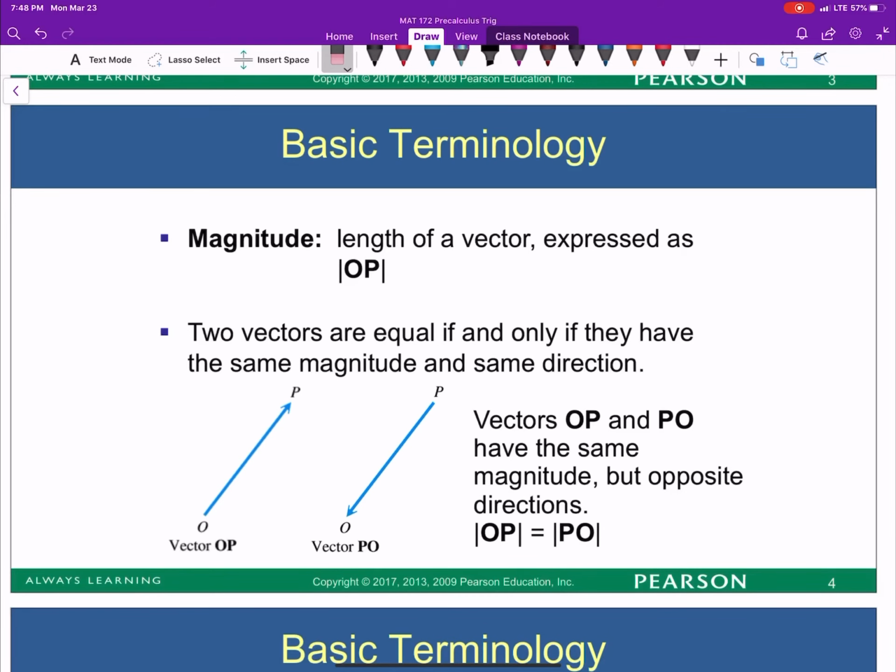We have the magnitude, the length of a vector, expressed as the magnitude of OP. They look like two absolute value bars. So when you find the magnitude, you should get a positive number. Two vectors are equal if and only if they have the same magnitude and the same direction. Now, we have vector OP, and then we have vector PO. Vector OP and PO have the same magnitude, but they have different directions. But if we look at the magnitude of both, they're equal.